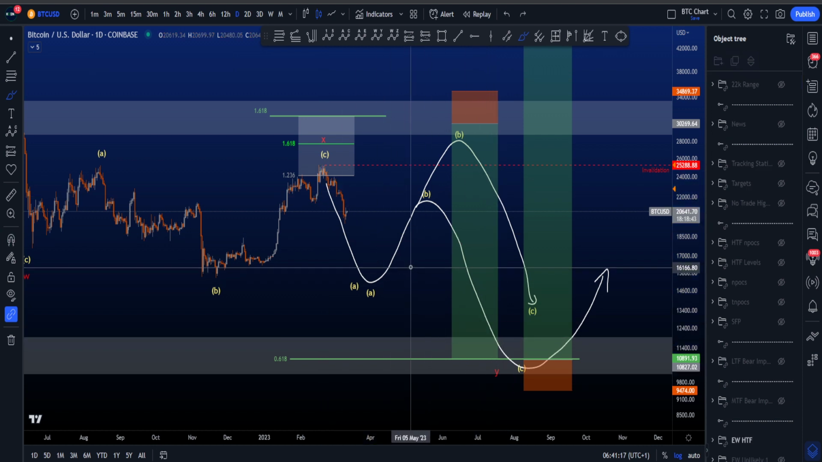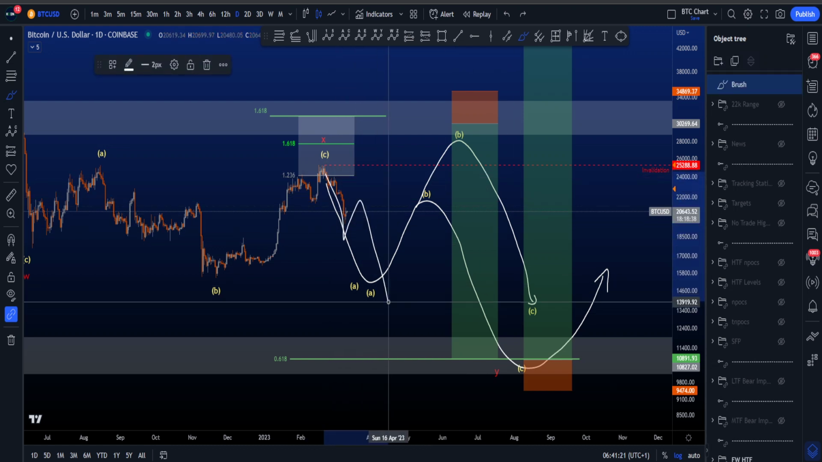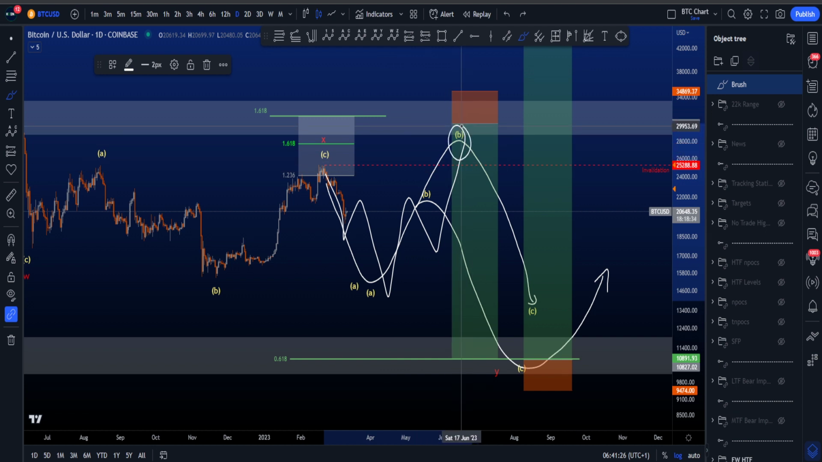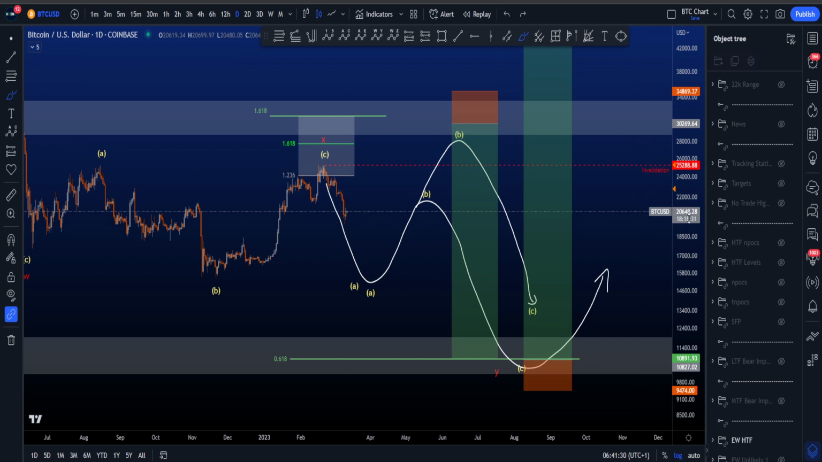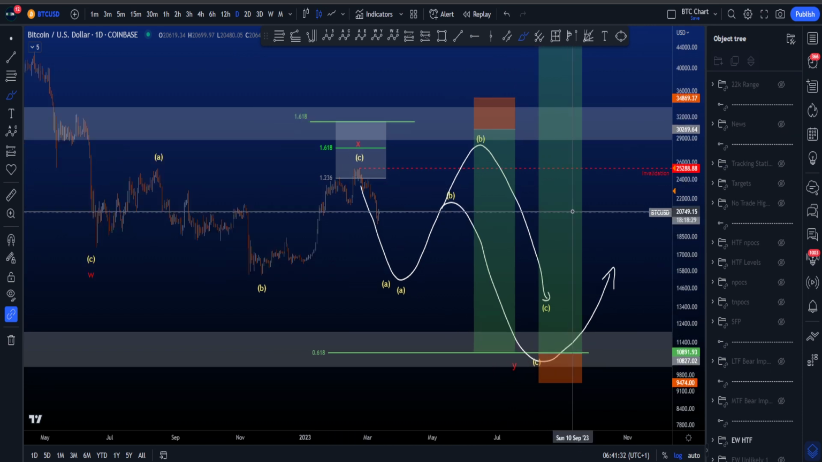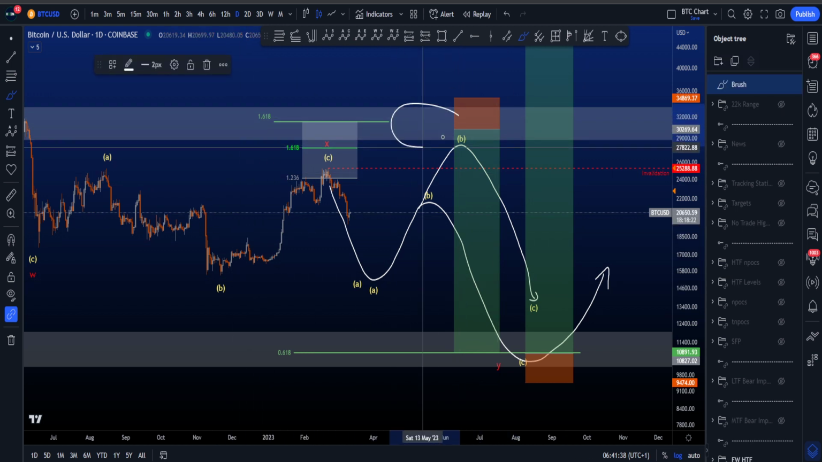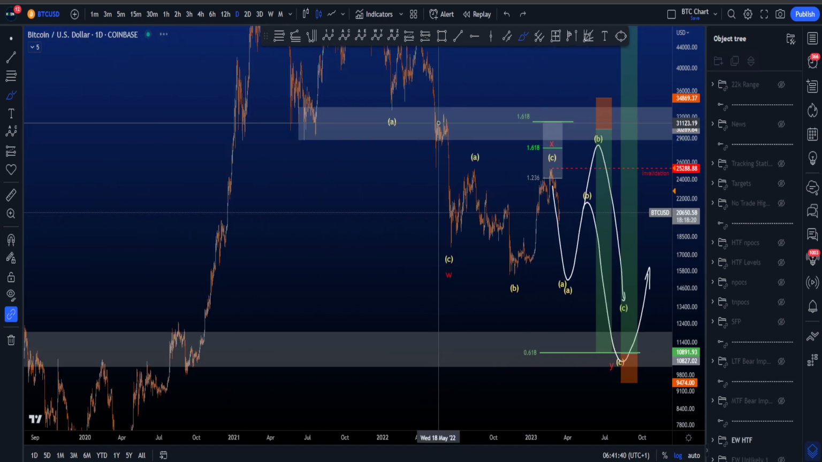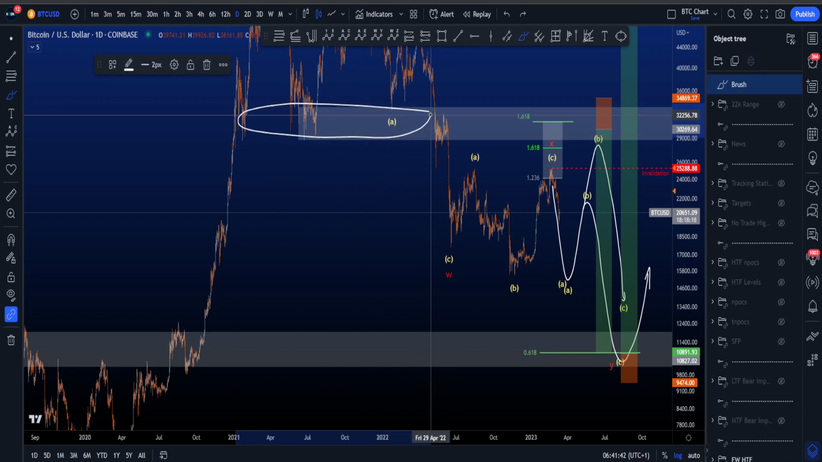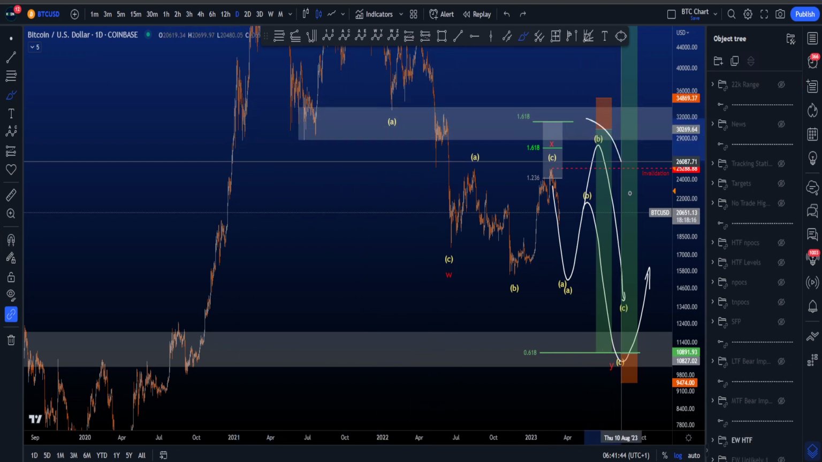However, another potential is an expanded flat, which then is a 3-wave structure over here, which I would deem a zigzag, followed by another 3-wave structure, wave B, and then eventually going down for wave C in an impulsive move. And that scenario for me is actually more interesting. And the reason is because first of all, we have a very nice resistance area here around 30K, because it was support in the past, could turn resistance, and then we can move down.